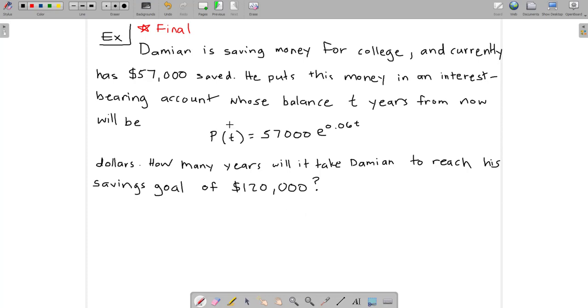Alright, so word problem, but we don't have to piece together the equation or anything. We're given this equation here, we just have to figure out how to use it. So, what are we looking for? What do we want to find? Well, we want to find how many years, right? So that means we're going to be solving for t.